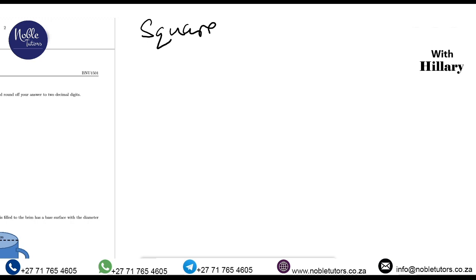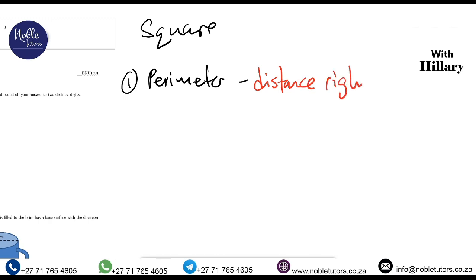Right? So from these, they will ask us to calculate, firstly, perimeter. And we know that perimeter is a distance right round a given shape. So we just need the distance right around a given shape.